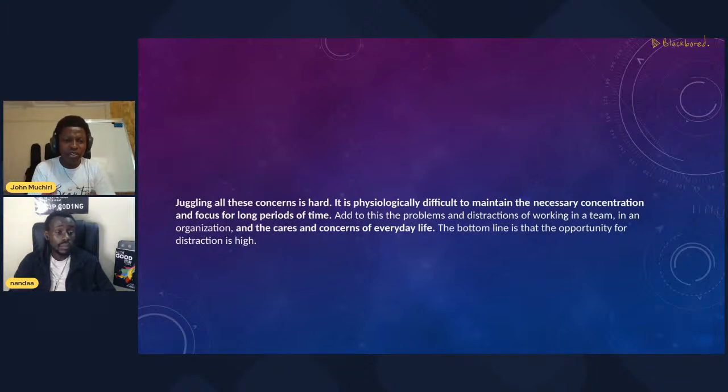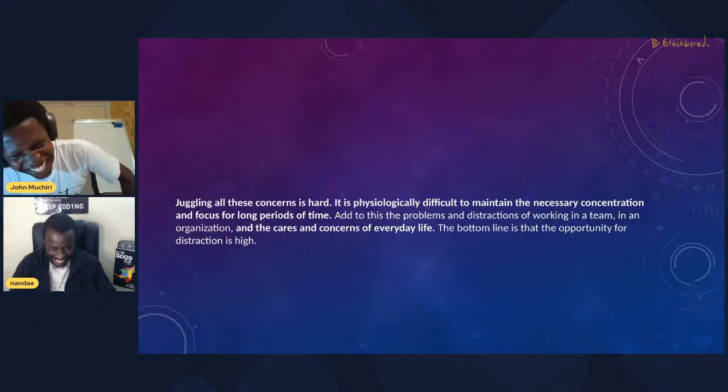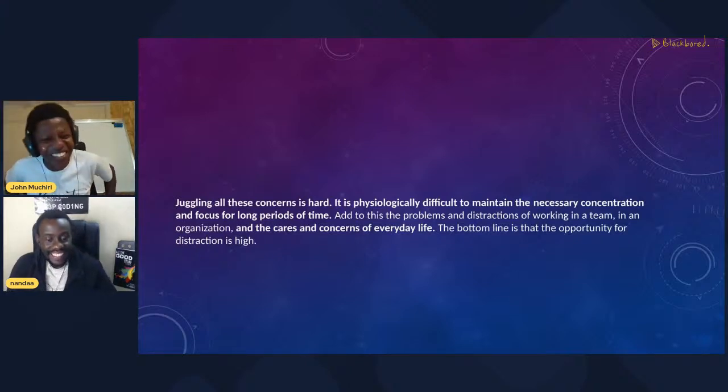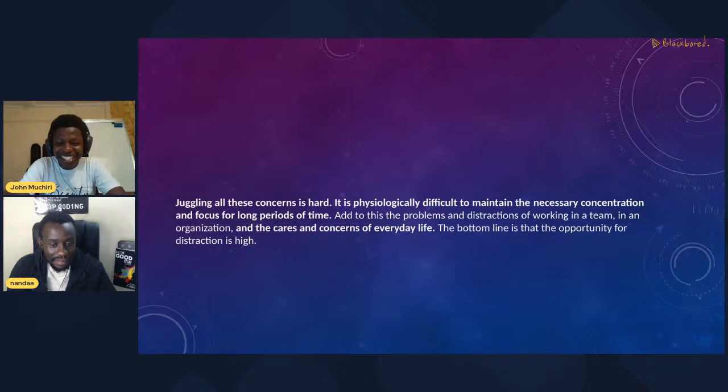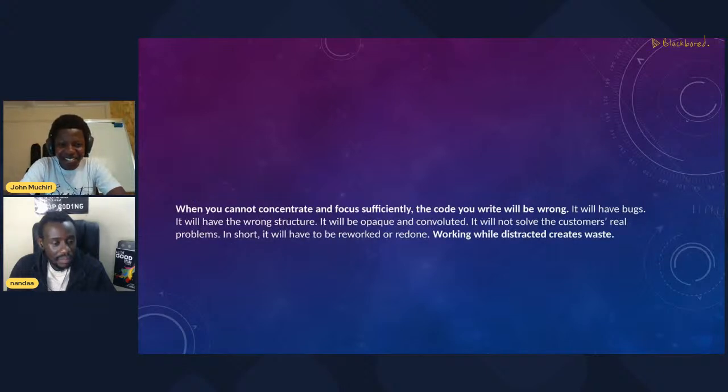Because when you're coding, you don't want to be distracted by the cares of life, about death, about maybe someone texting you. And you're coding, you're not going to code well. So you have to deal with these things of life. When you cannot concentrate and focus efficiently, the code you write will be wrong.